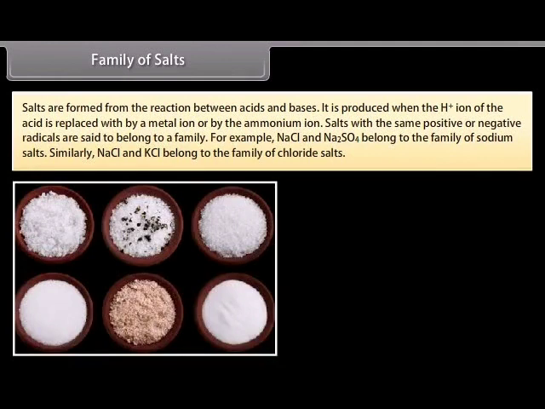Family of salts. Salts are formed from the reaction between acids and bases. A salt is produced when the H plus ion of the acid is replaced with a metal ion or by the ammonium ion. Salts with the same positive or negative radicals are said to belong to a family. For example, NaCl and Na2SO4 belong to the family of sodium salts. Similarly, NaCl and KCl belong to the family of chloride salts.